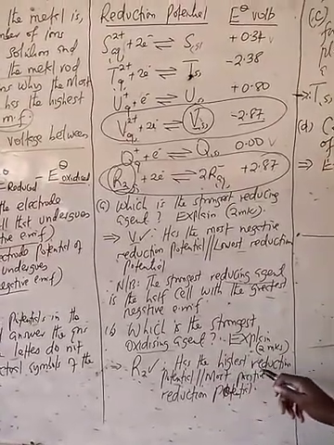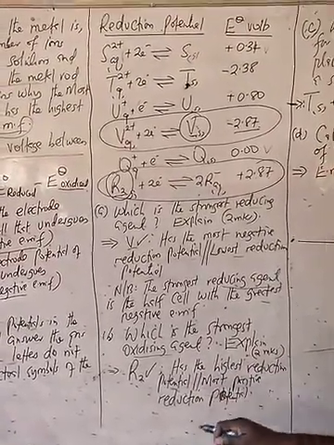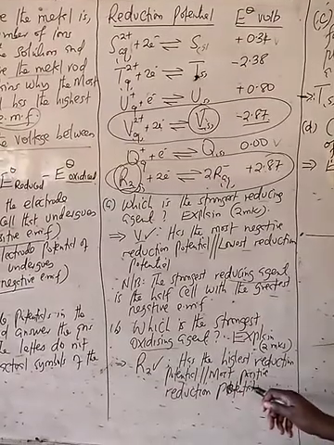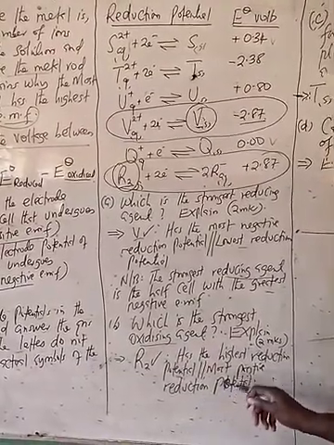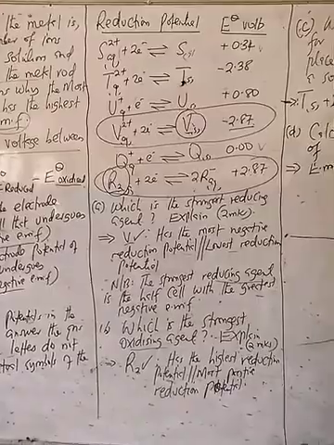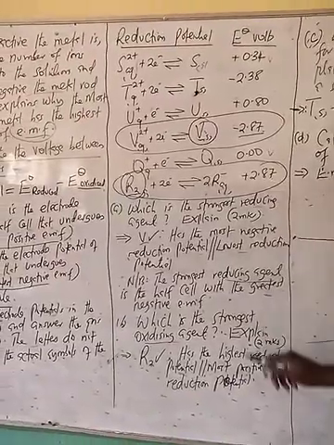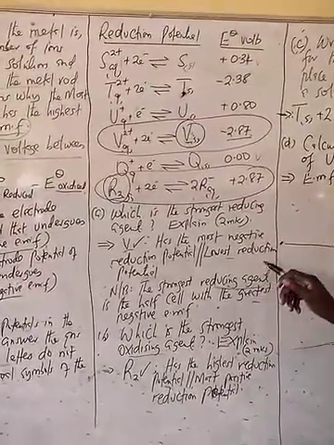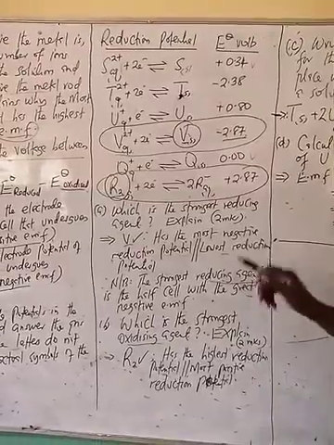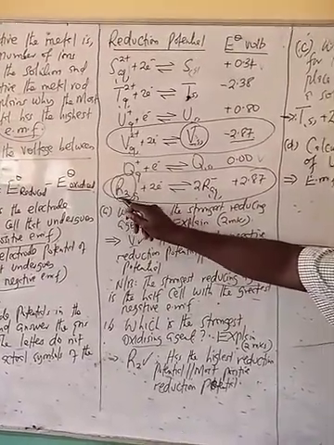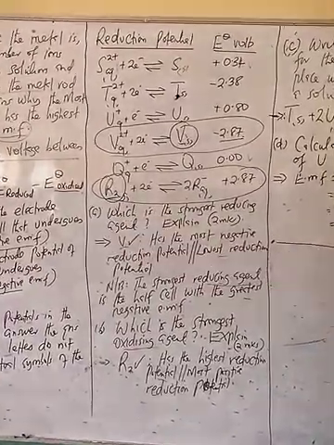that it has got the highest reduction potential. That is to say, it is the most positive reduction potential. So the most positive reduction potential is the one which is the strongest oxidizing agent, and the oxidizing agent is the one which is reduced, and reduction is the gain of electron, and R2 is the one gaining electron.